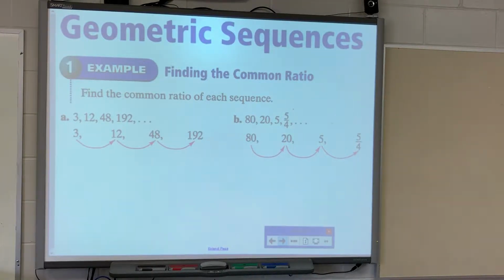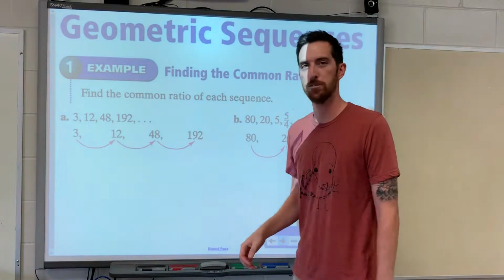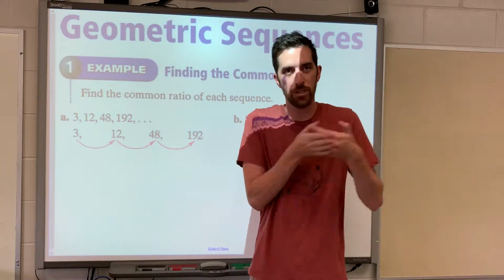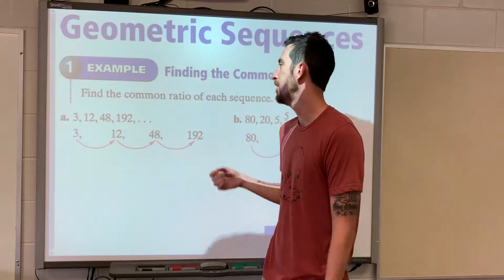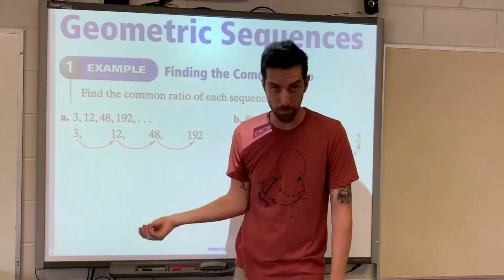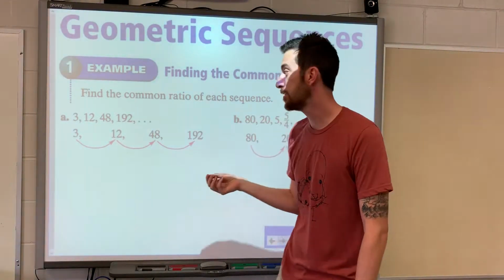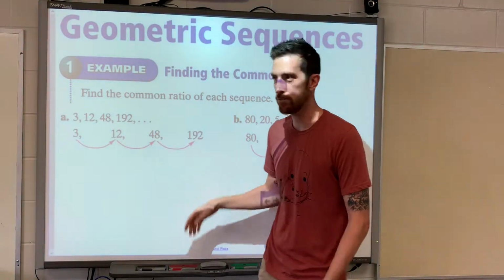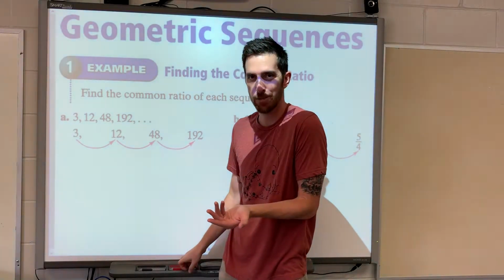Geometric sequences, find the common ratio of each sequence. So with arithmetic sequence, we called that the common difference. It was what are you adding each time in this pattern. The common ratio is what are you multiplying each time in this pattern. So from 3 to 12 to 48 to 192, just think 3 to 12, what are you multiplying by?